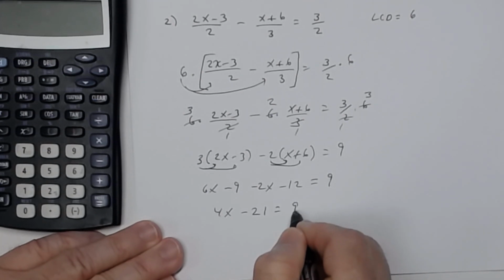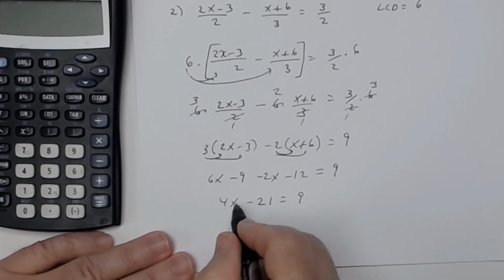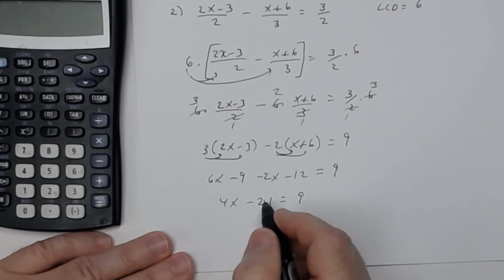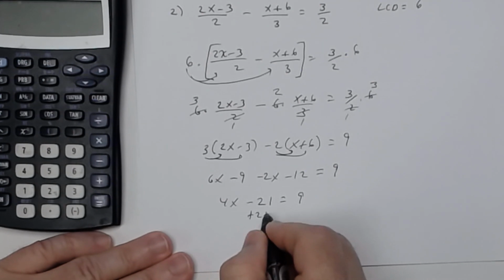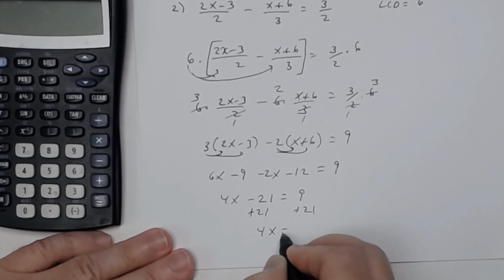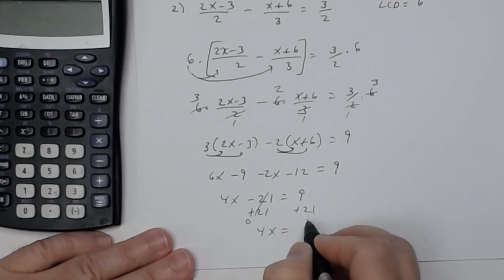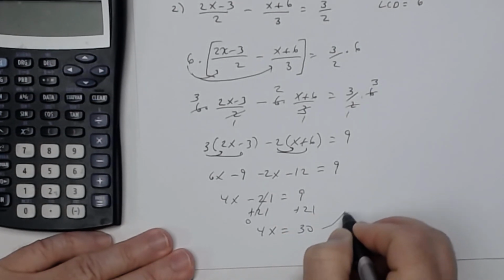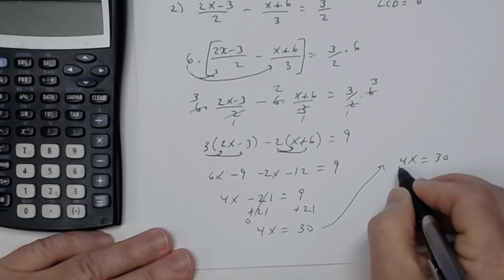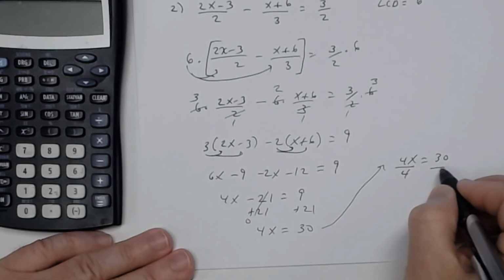And that's equal to 9. To get x by itself, right now I'm subtracting 21. The opposite of subtracting 21 is to add 21 to both sides. When I do that, I'm going to get 4x equals, this is 0, 9 and 21 is 30. Okay, now I'm going to go ahead and rewrite this over. So to get x by itself, right now I'm multiplying by 4. The opposite of multiplying by 4 is divide by 4.